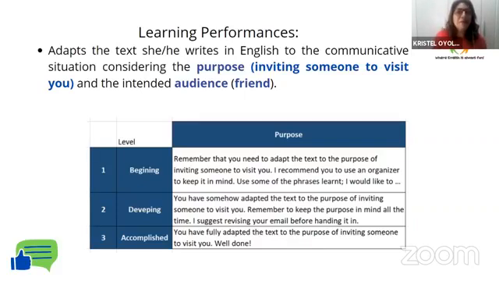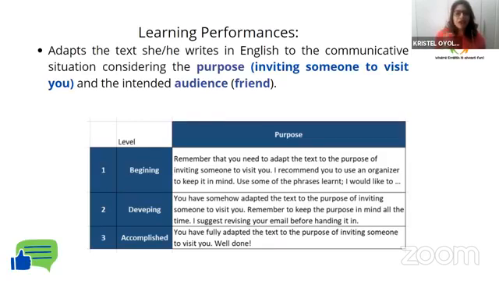Okay. Number 1, the first capacity is: adapts the text she or he writes in English to communicate the situation, considering the purpose and the intended audience. What I have done here is to take only the purpose and insert it. So I am paying attention to whether the student is adapting the text to the purpose. What is the purpose? Inviting someone to visit you.